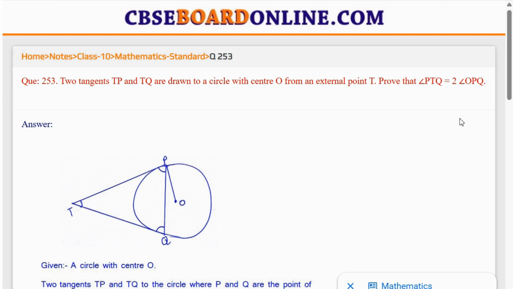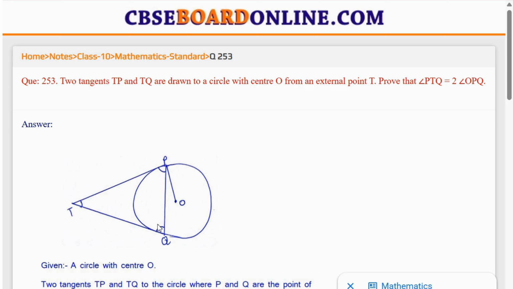Now prove that angle PTQ is equal to 2 times OPQ. Okay, now as you can see, this is our diagram. What it says is that this and this are drawn from the center point, right? These are two tangents drawn to a circle, and we have O as our center point, and our point T is an external point. Got it?